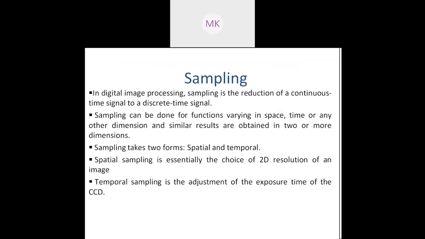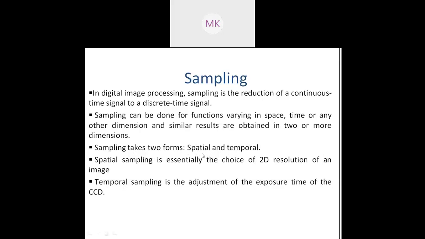So y is considered to be continuous and x is assigned to be discrete values. So in case of sampling, sampling can be done for functions varying in space, time or any other dimension, and similar results are obtained in two or more dimensions. Sampling takes two forms, either spatial or temporal.